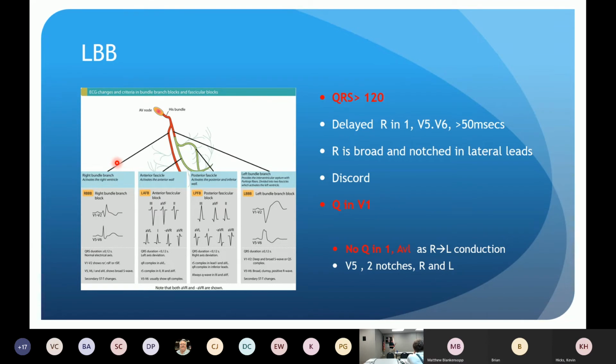For left bundles, I look for a Q wave in V1 and no Q wave in lead AVL. And that's what I look for. There are a lot of ways to determine this. For a quick, easy diagnostic way to do it that gets the majority of them, that's what you look for. Wide QRS, Q wave in V1, no Q in AVL.